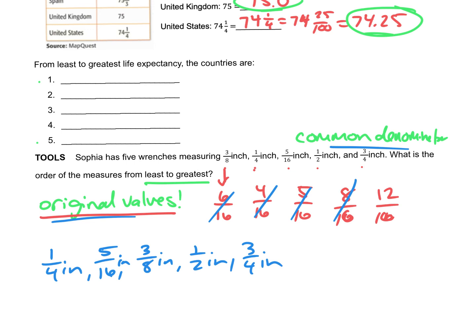So a lot of this isn't super new. It's comparing. It does take a lot of thinking and slowing down. So do your best. We'll see you soon.